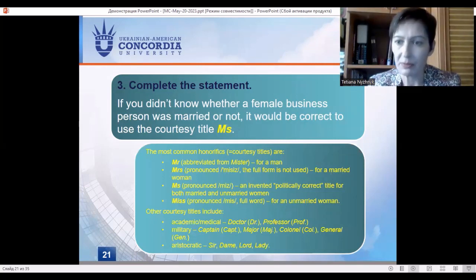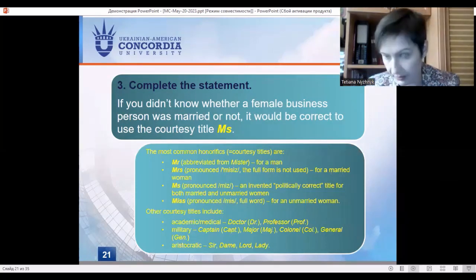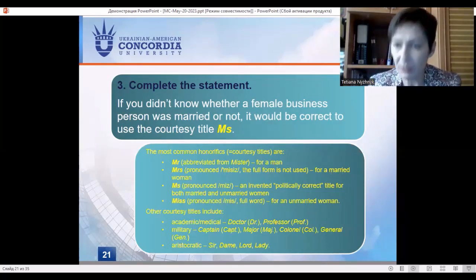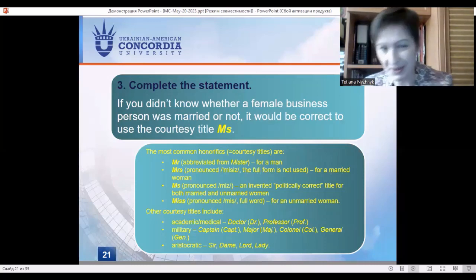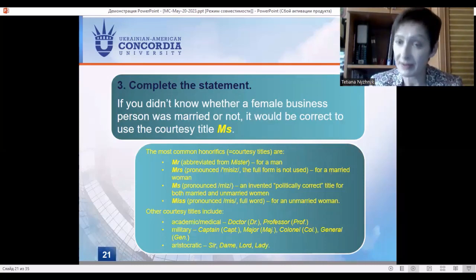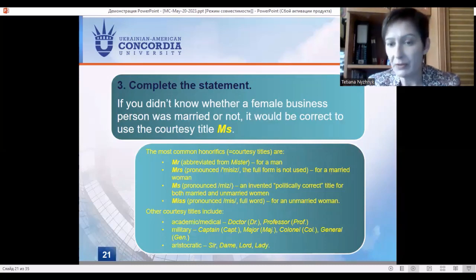Mr. is the title, which was abbreviated from the word Mister. You don't usually write Mister in full, but this is the way you pronounce it, like Mr. Smith. And it means that the person is a man. Mrs. is pronounced Missus. We use it for a married woman. We don't actually use the full form.